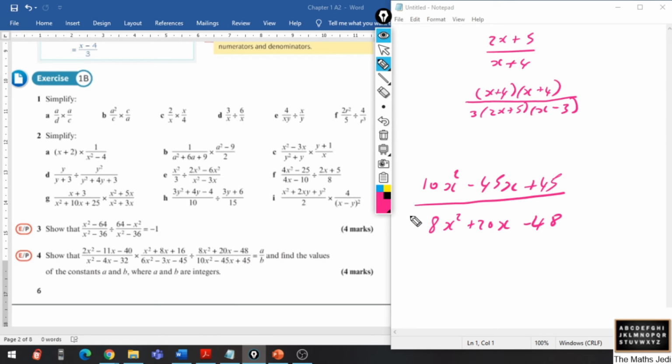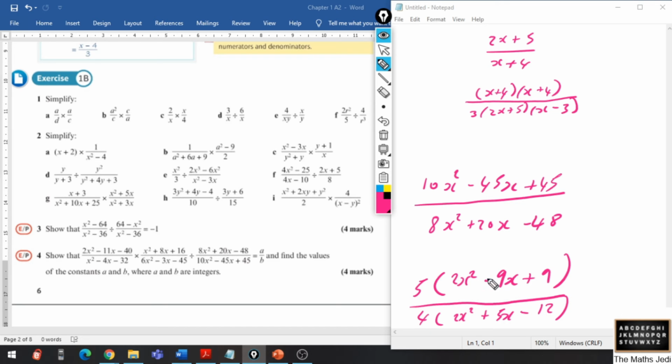Again, there's some numbers that these have got in common, so to make things easier for myself, I'm just going to divide through by those numbers, make it slightly easier. So on the top, there's all multiples of 5 here. So I'm going to divide it through by 5. So I've got 2x squared minus 9x plus 9. On the bottom, I'm going to divide by 4. So I get 2x squared plus 5x minus 12.